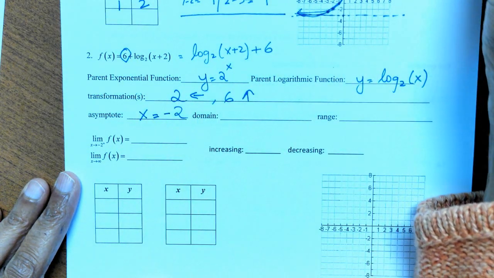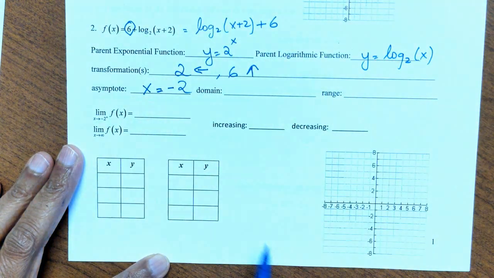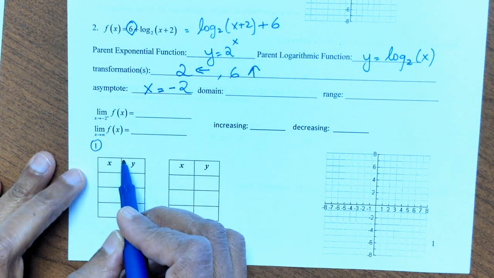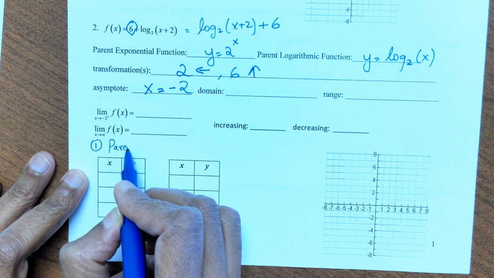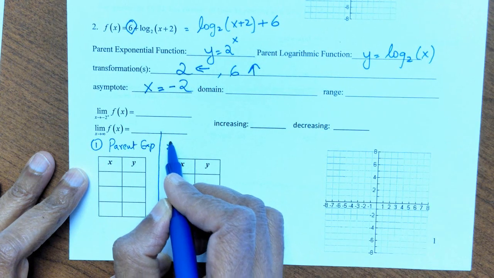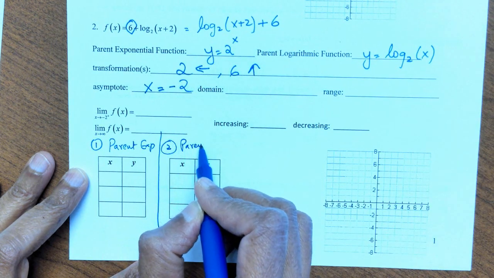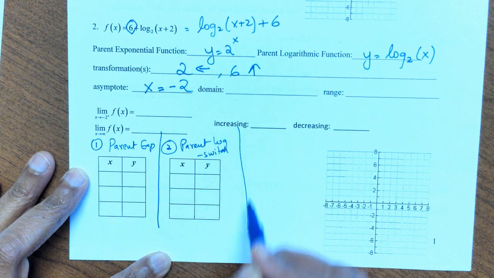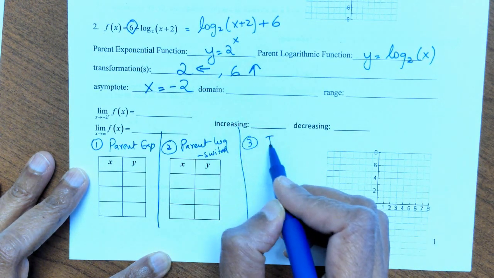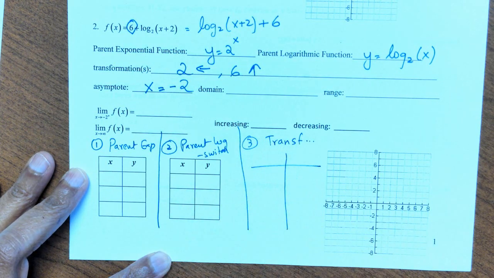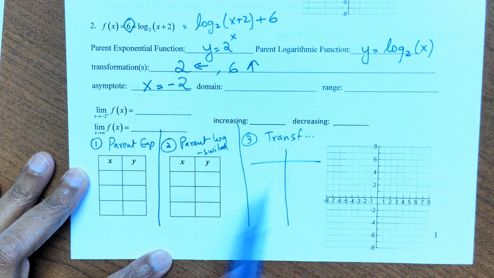Okay, now let's go ahead and fill in the table. Unlike in exponential where there are 2 tables, the logs have 3 tables. Table number 1 is the parent exponential. Table number 2 is parent log, which you get by switching the first table. And table number 3 is transformation. That means you will transform the log to the new transformed one. Parent log will get transformed.